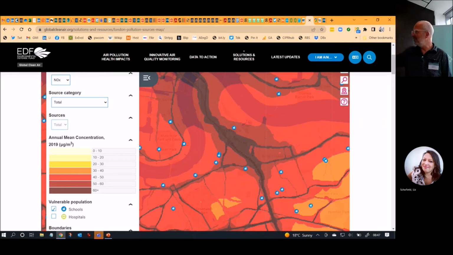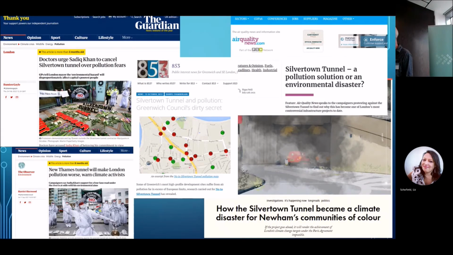You can sort of see here, these are the NO2 readings, and all those little blue blobs are schools. So you can see we've got some schools located very close to the Silvertown Tunnel. It's going to draw more traffic in, and lots of people have already raised alarm about this, but the project is going ahead, much to my local concern.